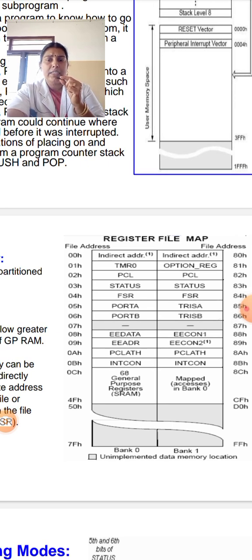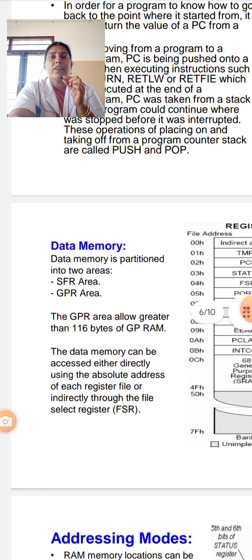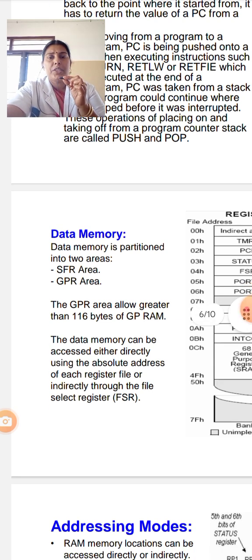So it includes indirect addressing mode for 68 general purpose registers and indirect addressing modes for mapped accessed in bank 0. So the various options available are option register, program counter register, status flag, special function register, port A, port B, EE data, EE ADR, PCLATH, INTCON, and EECON 1 and 2. All these functions or flags are available both for bank 0 and bank 1.